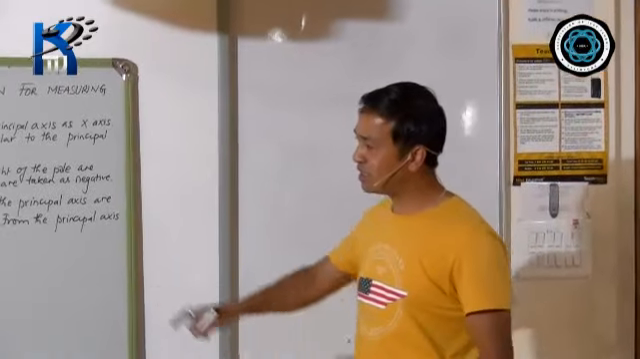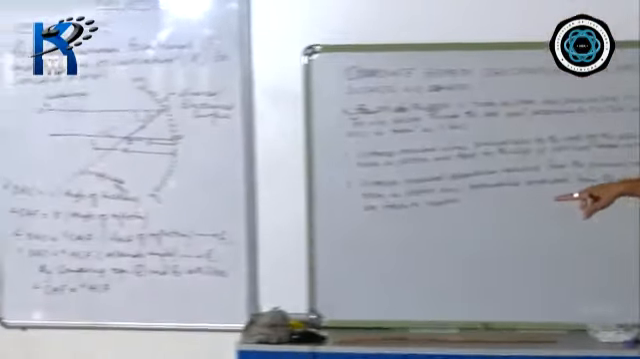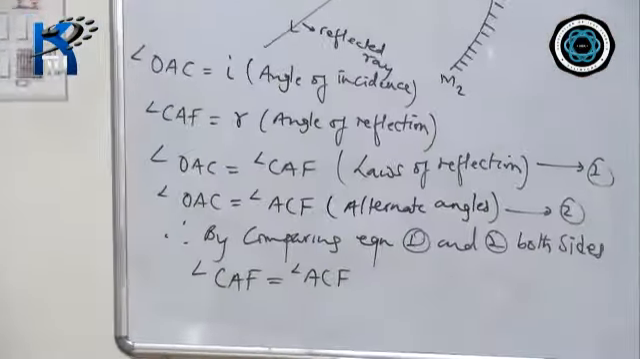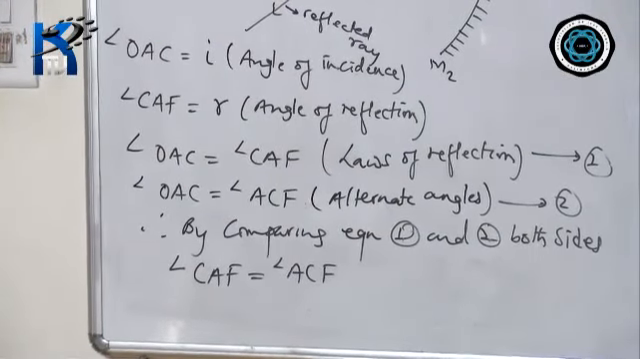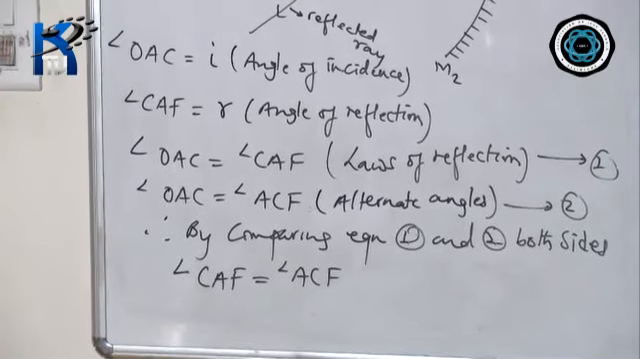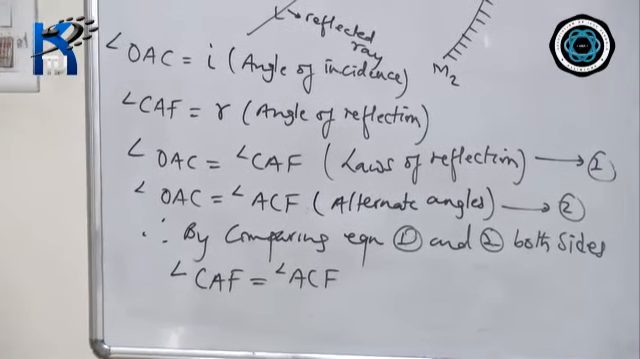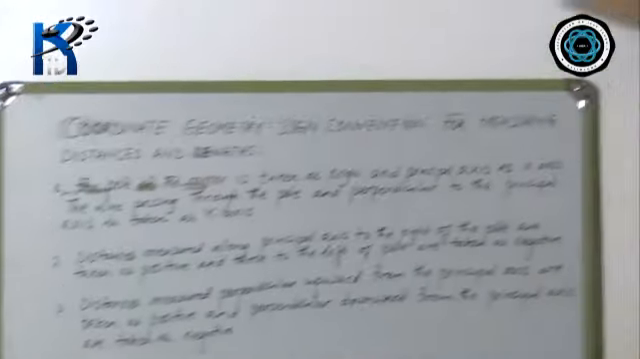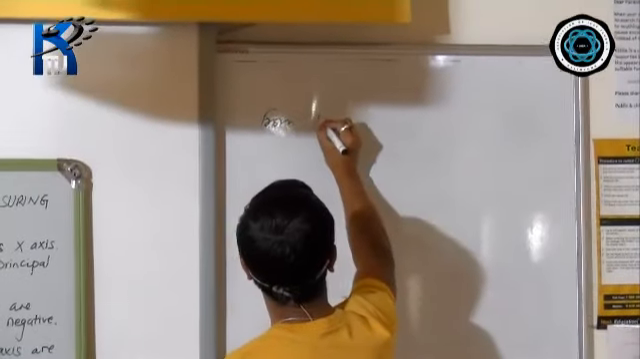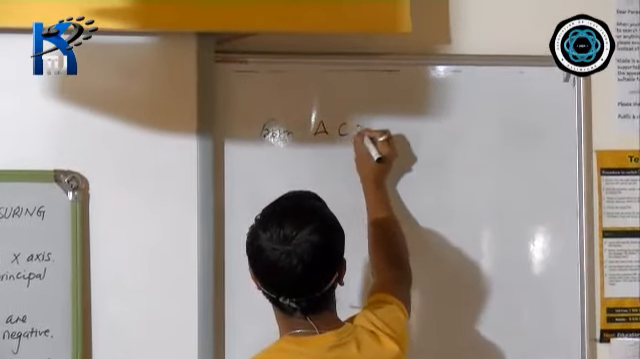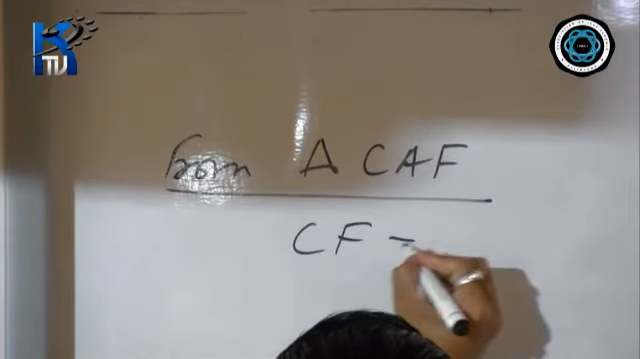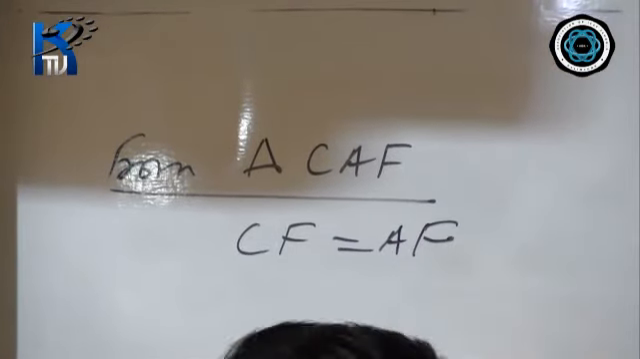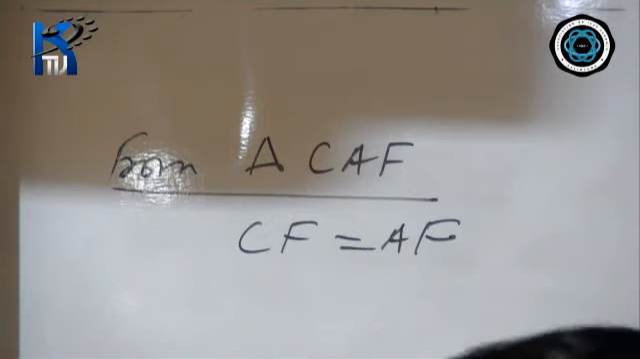Now you can see angle CAF equals ACF. In the triangle, if two angles are equal, then CF equals AF, which I have already shown in the diagram. So from triangle CAF, I am writing CF equals AF. This is one of the properties of an isosceles triangle.